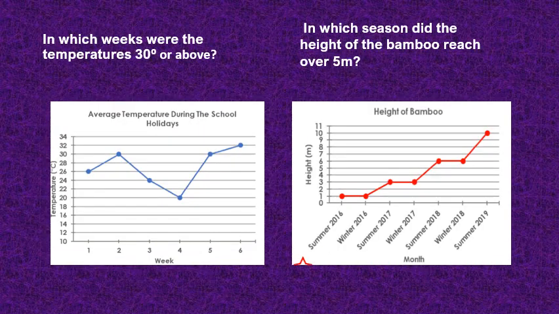This question asks, in which weeks were the temperatures 30 degrees or above? And below the question, you've got average temperature during the school holidays line graph. Again, along the horizontal axis, you see the weeks. Along the vertical axis, you see the temperature measured in degrees Celsius.